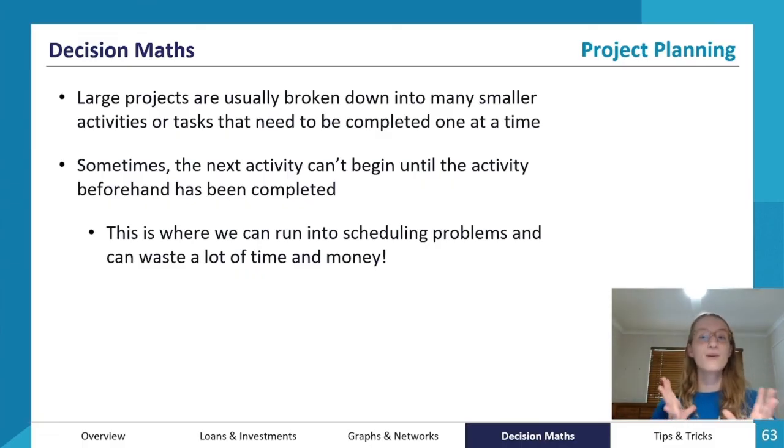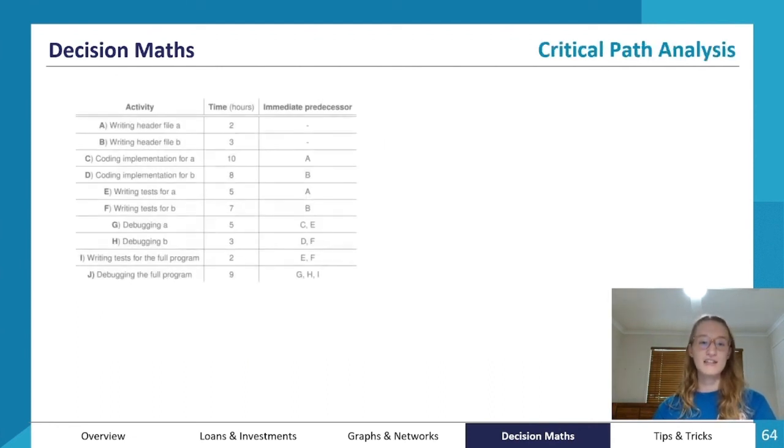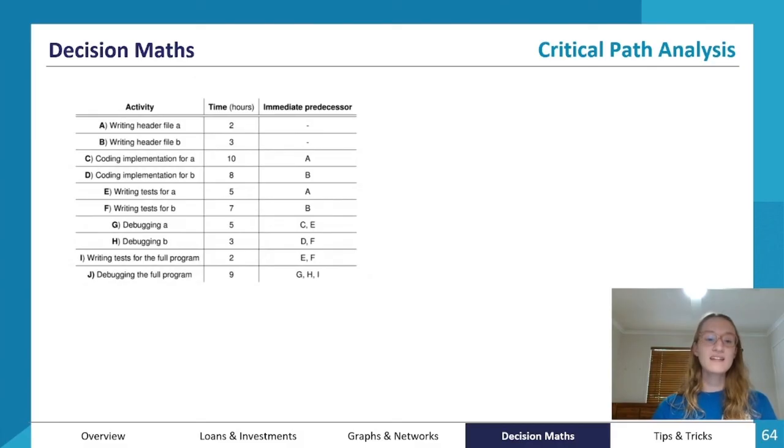Because we want to find the most efficient way to do our projects. And that's what critical path analysis is all about. It seeks to find out what activity needs to be completed by when, so that we can do everything in the least amount of time to maximize efficiency. So this is an example of a project here.